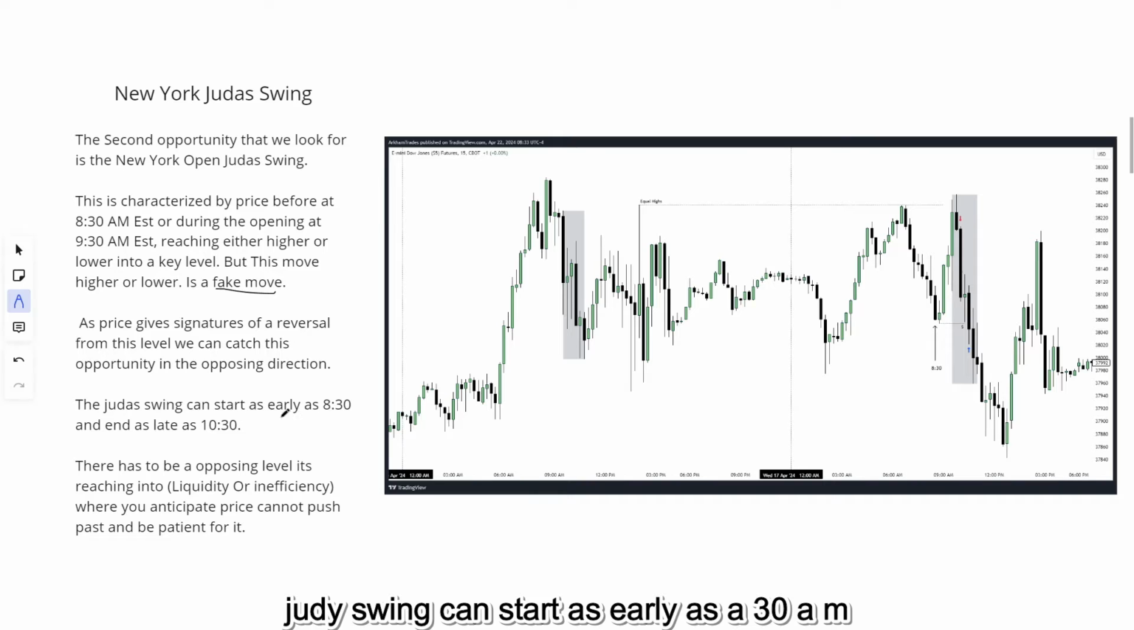The Judas swing can start as early as 8:30 a.m. EST and as late as 10:30 a.m. EST. There has to be an opposing level it's reaching into, liquidity or inefficiency, where we anticipate price cannot push past and be patient for it.